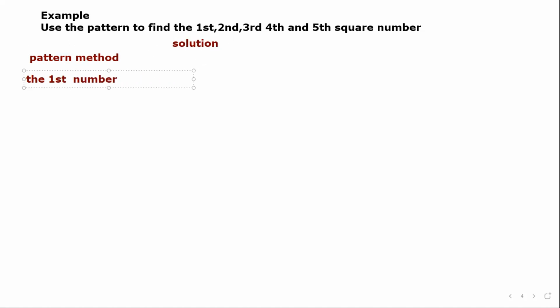So the first square number here. When they ask you to find the first square number, it means you must add the first odd number. The first odd number is 1, plus nothing here. The answer here is what? 1. Aside from 1, you don't have an additional odd number to add.